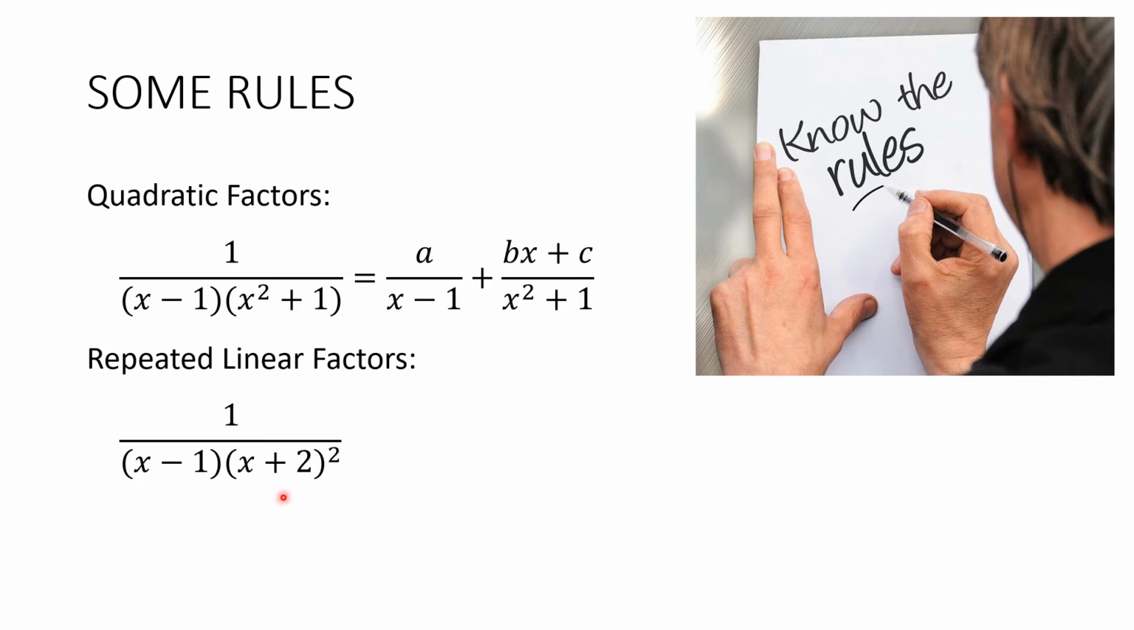Similarly, we could have repeated linear factors like here. And what we'll do in this case is have a over x minus 1, that's just normal, plus we'll look and see whether we've got a b over x plus 2, and then we'll also try c over x plus 2 all squared. Now it's possible these could both exist, or this one could be 0. And again, we won't really know until we've worked it out.